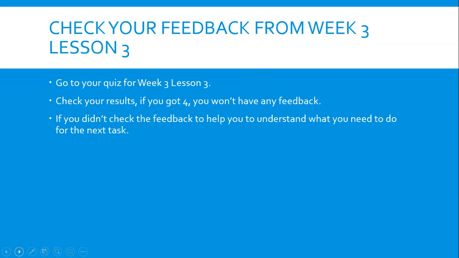So check your feedback from week 3, lesson 3. Majority of you got full marks, so there's no feedback on there. If you didn't, check the feedback to help you understand what you need to do for the next task. So really all you've got to do is double check that you've got 4 marks. If you've not got 4 marks, next to the answer that you gave, there should be some written feedback. What did you need to add in? And I have to say, if you didn't get full marks, it's not because you got it totally wrong. It's just you've missed one of those tiny wee things that I'm talking about. So make sure you look at that, learn from it, before you attempt the next task for this lesson.